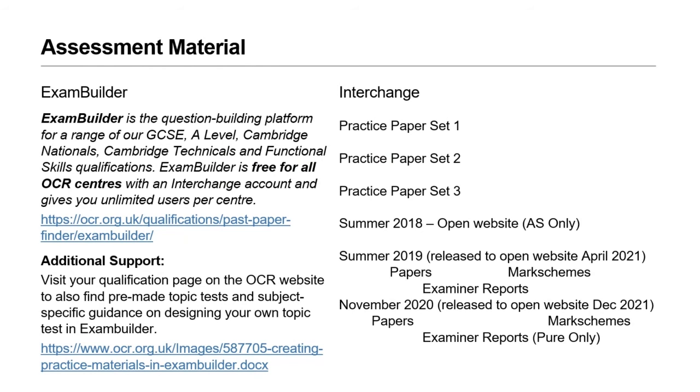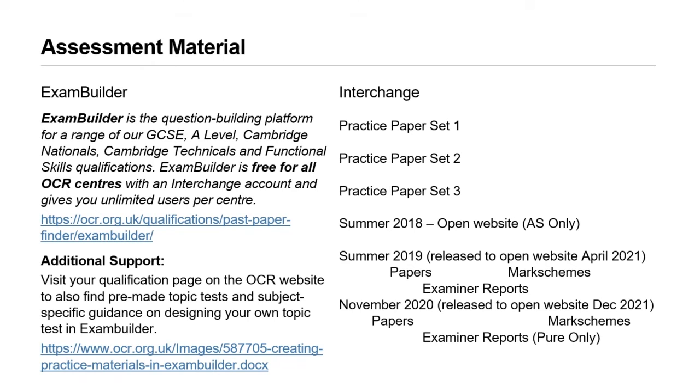Notice that only one series of papers, the summer 2019 papers, has been sat by a reasonable sized cohort of candidates. The 2020 and 2021 papers, which were designed to be sat in the summer of those years, well, as you know, the series was cancelled. The papers were made available for the autumn, but not many candidates sat those papers. And that has some consequences for you in using these papers as practice papers.